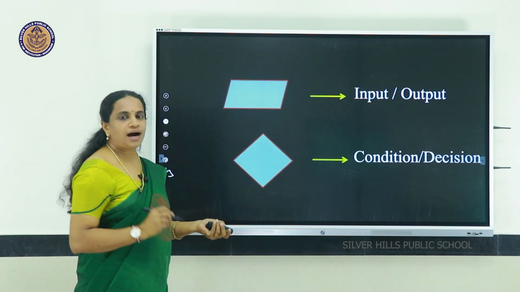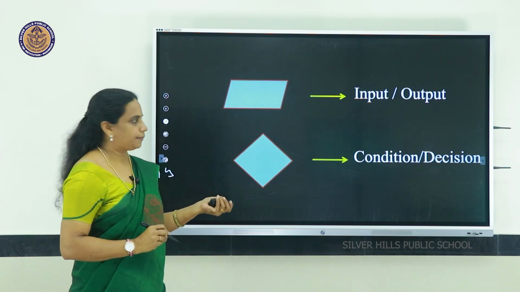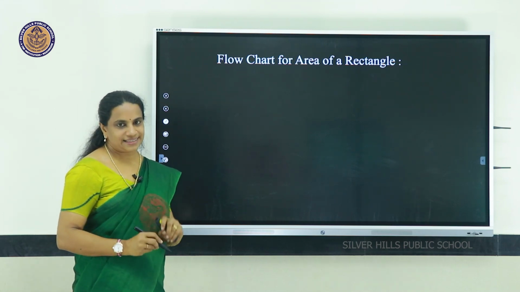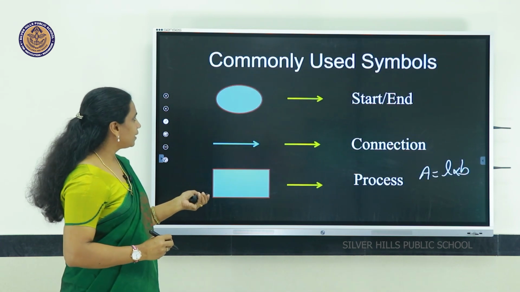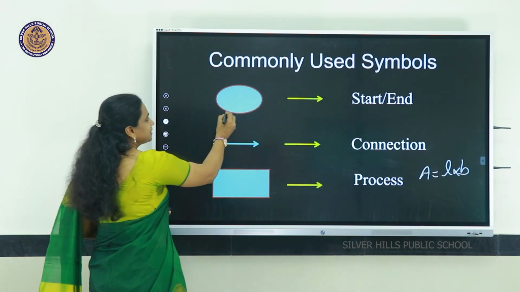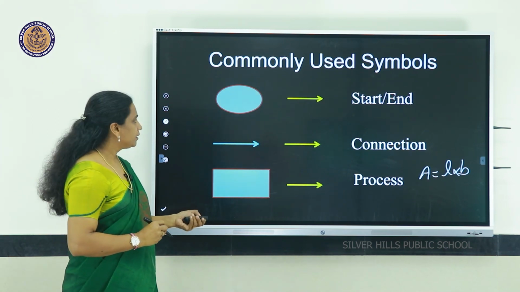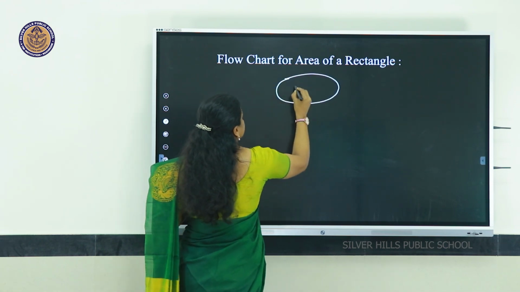Now, let us see how to develop a program flowchart for a program. Suppose you want to calculate the area of a rectangle. As I said earlier, in order to start the program flowchart, you should use the oval shape, which indicates the start of the program. Therefore, we can start with that. First, the start symbol.